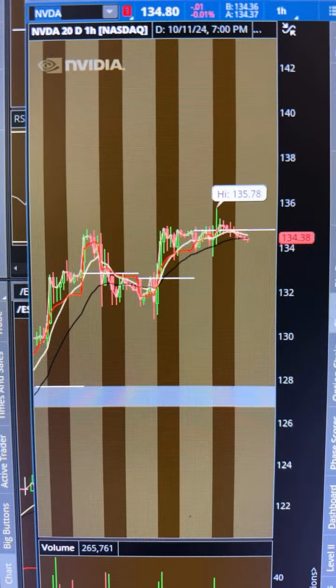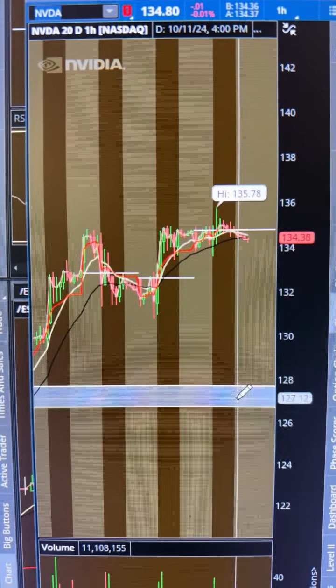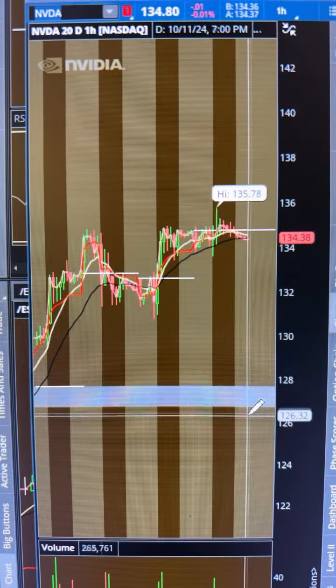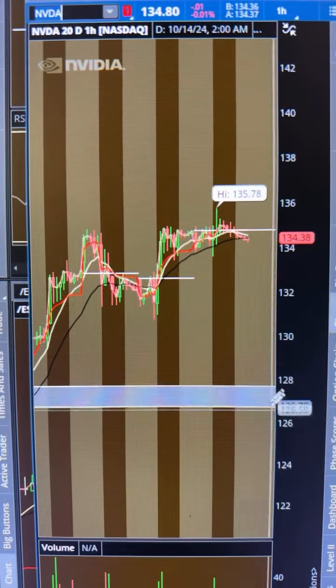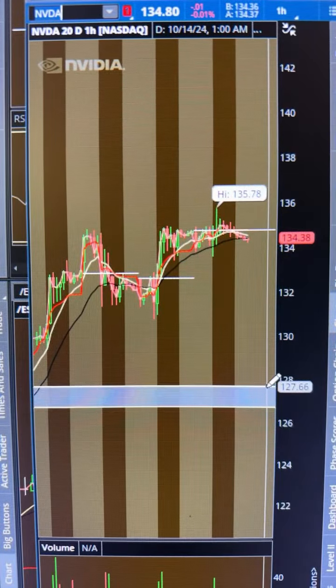That Nvidia level looks solid, everyone. We probably need to watch this. Of course, if it sells off, we're not going to take it off the first touch. We're going to wait on confirmation, but this area looks solid. Definitely worth watching.